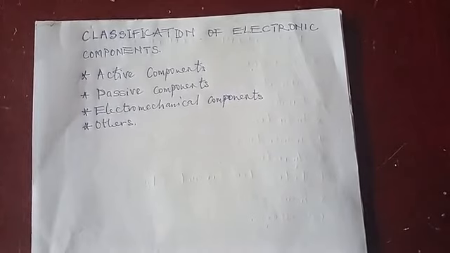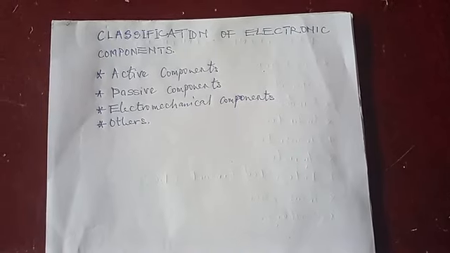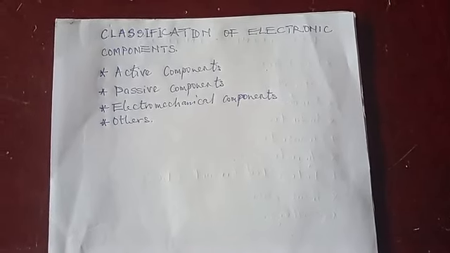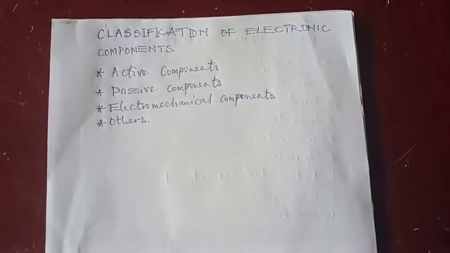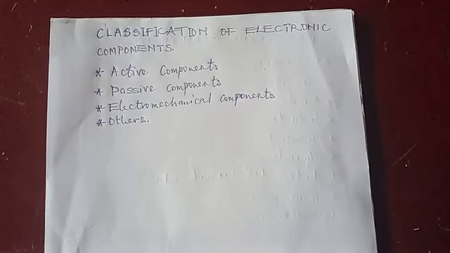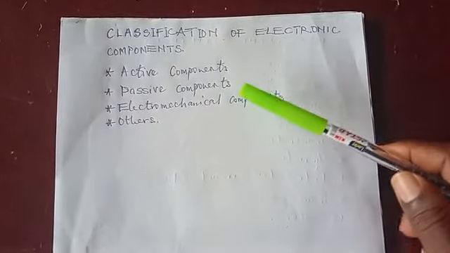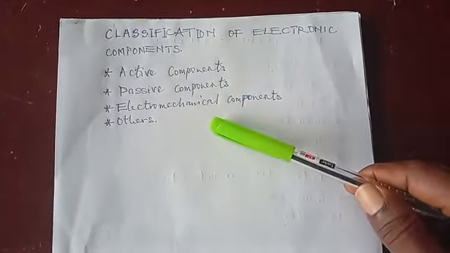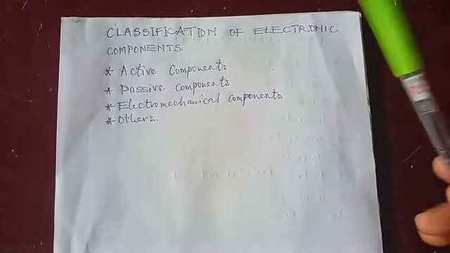So this time around, we want to look at the classification of electronic components. You have a lot of electronic components, and all those components are divided into different classes. So we have active components, passive components, electromechanical components, and some others. So let's take it one after the other.